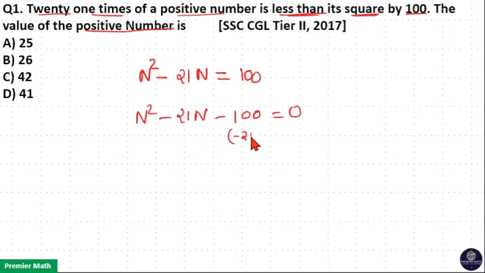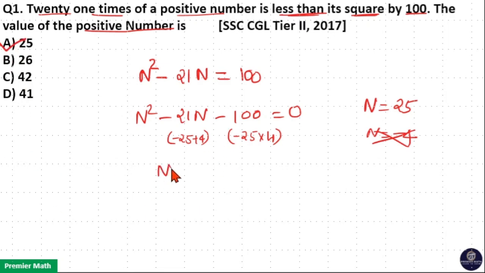So minus 25 into 4 is minus 100, and minus 25 plus 4 is minus 21. That means n is equal to 25, because n cannot be negative. If n is equal to minus 4, that is not an option. So n is equal to 25. Option A is your answer.